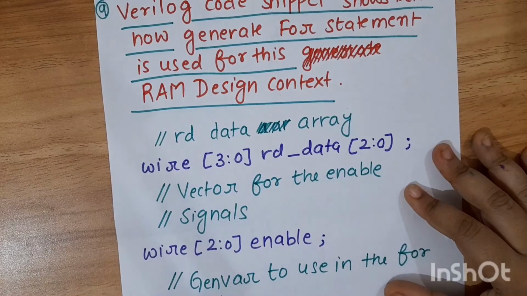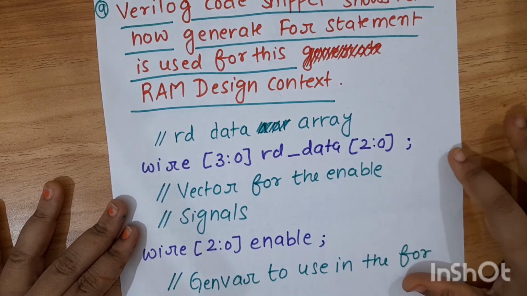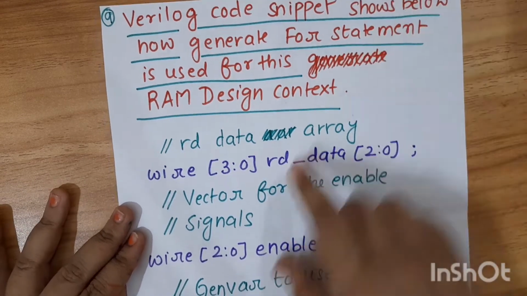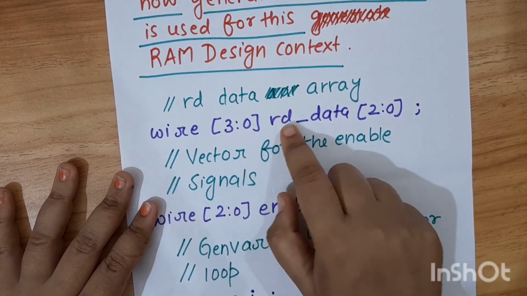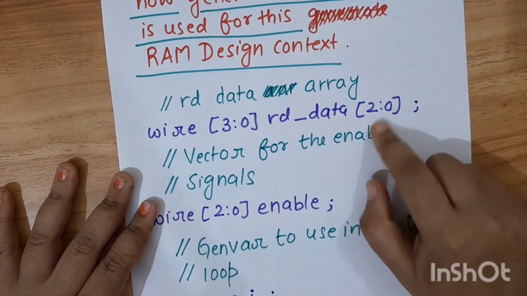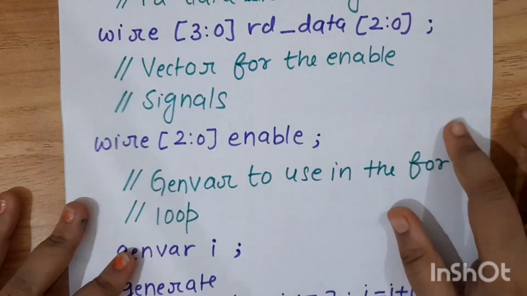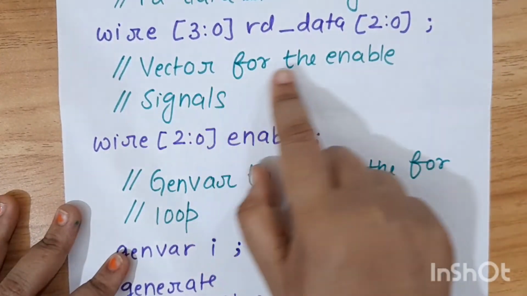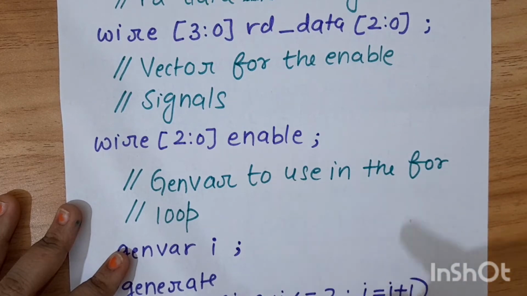Here is the code snippet I have written for the generate for statement regarding this particular RAM design. First of all, I am declaring a wire 3 down to 0 read data, and it is an array of 3, 0 to 2, semicolon. Now I will write the vector for enable. Comment: vector for the enable signals, wire 2 down to 0 enable semicolon.